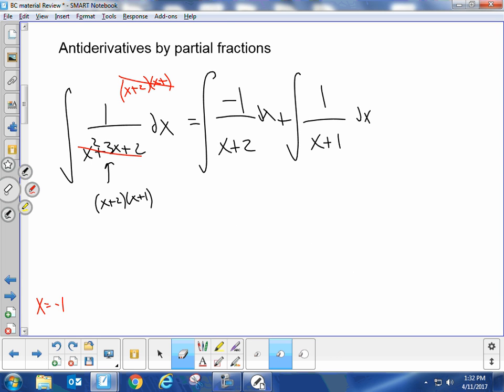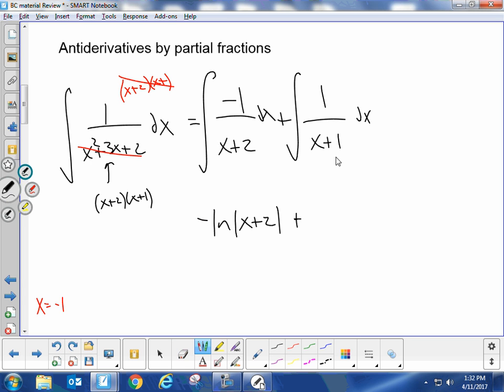The antiderivative of negative 1 over x plus 2 would be negative log absolute x plus 2. The antiderivative of 1 over x plus 1 would be log absolute x plus 1. And then let's recall some log rules. If I have a constant in front of a log, I can rewrite this as log of this to the constant's power.